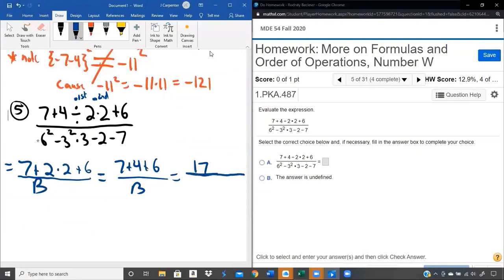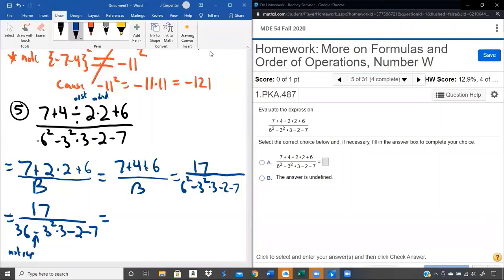Now that the top is a single number, let's rewrite the bottom of 6² - 3² × 3 - 2 - 7. Now let's do PEMDAS in the bottom. We have two different exponents, 6² being 6 × 6, which is 36. So 17 over 36 - 3² × 3 - 2 - 7. Now this 3², this minus is not repeated. We just rediscussed that issue, like the -11² without a parenthesis around it, the negative is not repeated. That's just 3 × 3. This 3² is just 9. There's still the minus in front of it. So 17 over 36, the minus that was in front of it, here is the 3², which is 9, times the 3 that was after it, -2 - 7.